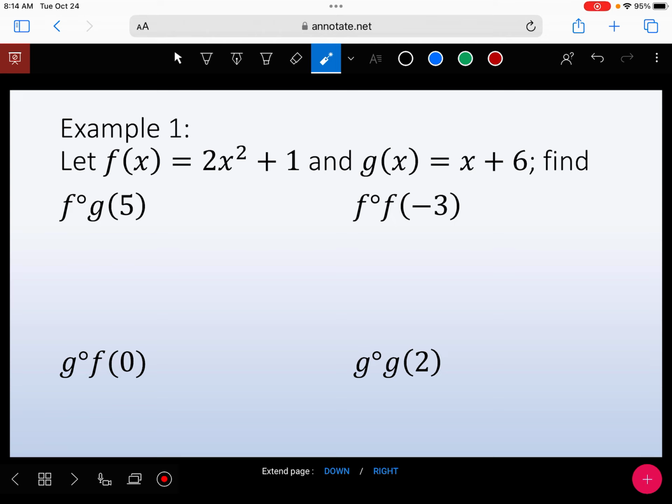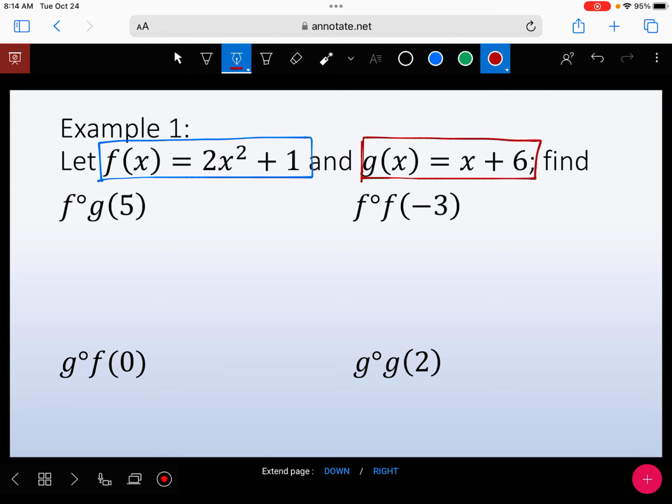For example 1, you have 2 functions. This is my first function, and this is my second function. And we're going to evaluate it, but this time we're given a number. So we're going to start with the inside and work our way out. So we're going to actually begin by finding G of 5. So G of 5, that means I'm putting a 5 into this function here, which would be 5 plus 6. And we're getting a number.